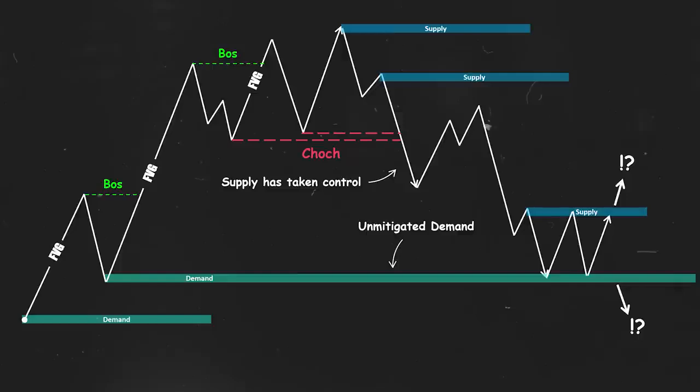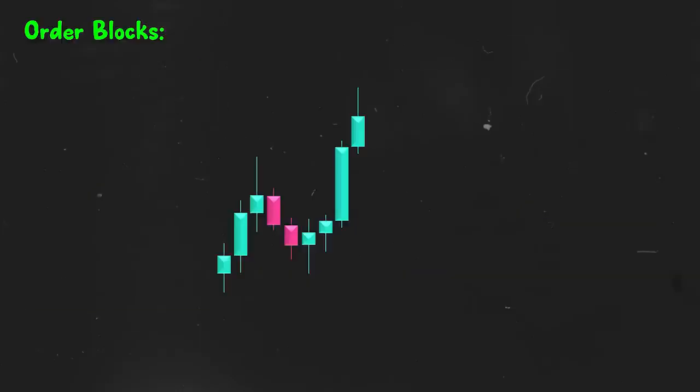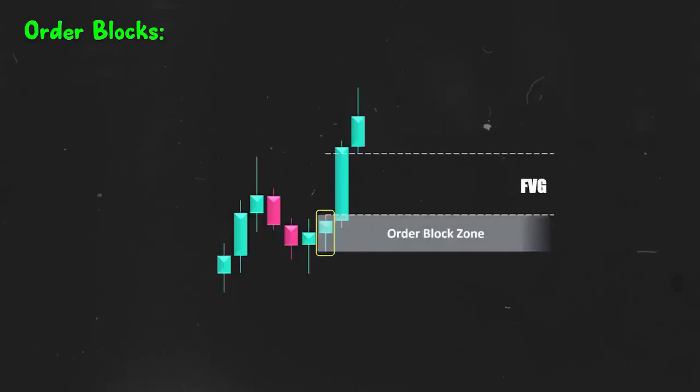The next concept we'll explore is order blocks. These zones are critical because they represent areas where institutional traders or large market participants likely entered their positions, driving the market in a specific direction. We identify the first candle that caused a fair value gap area on the chart as the order block zone. This is because we believe the decision behind the strong move originated somewhere within this zone.